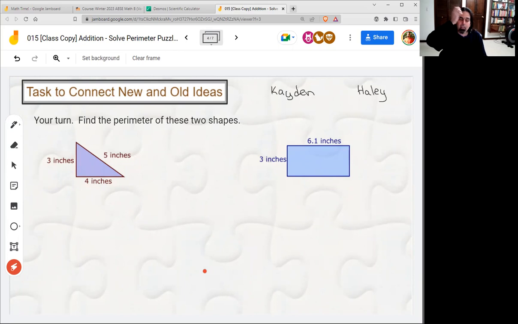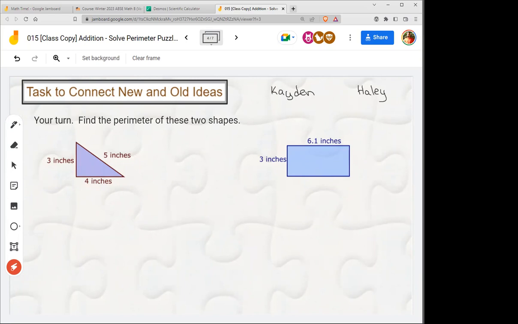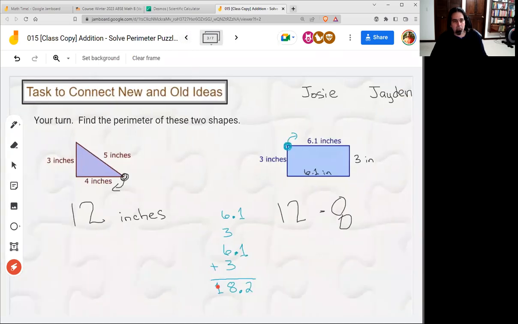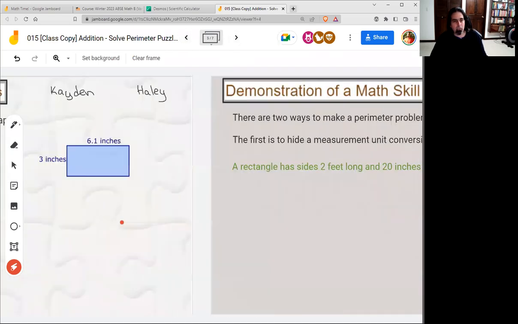Did Caden and Haley have anything to add on their page? Haley's mic isn't working, so just type. No, we both got the same thing. Oh. So sorry to trip you up with decimals, but they're not scary. They're just lining things up. We will eventually do more decimals.